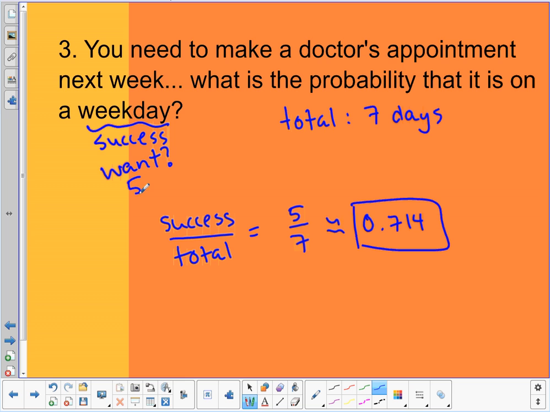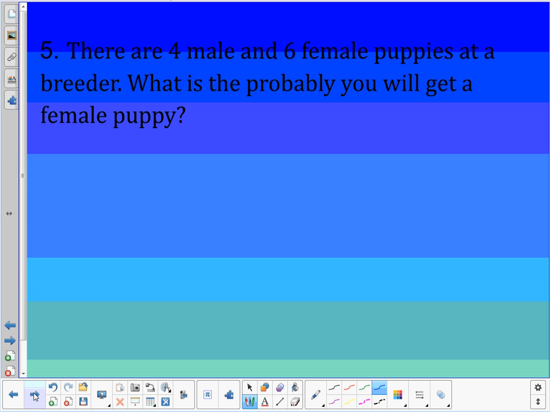And then last question on this notes page, this is a quick notes sheet today, which is kind of nice. Number 5, there are 4 male and 6 female puppies at a breeder. What is the probability that you will get a female puppy? That's hard to see on blue. There we go. So we have to think of the successes, or in other words, what we want. What do you want? We want a female, which there are 6.